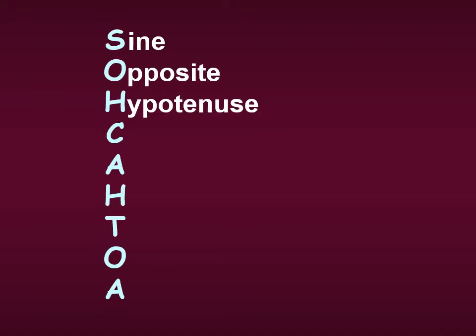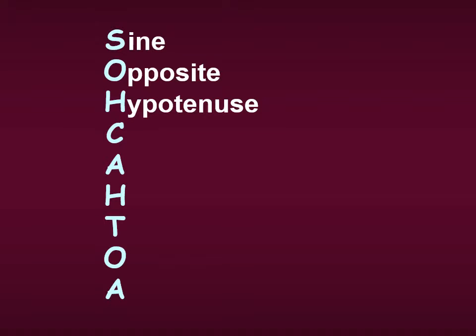So a great way to remember our trig functions is the phrase SOHCAHTOA. So you might think of SOHCAHTOA kind of like a song. S-O-H, S is for sine, and the O and the H is the ratio. So sine is opposite over hypotenuse.